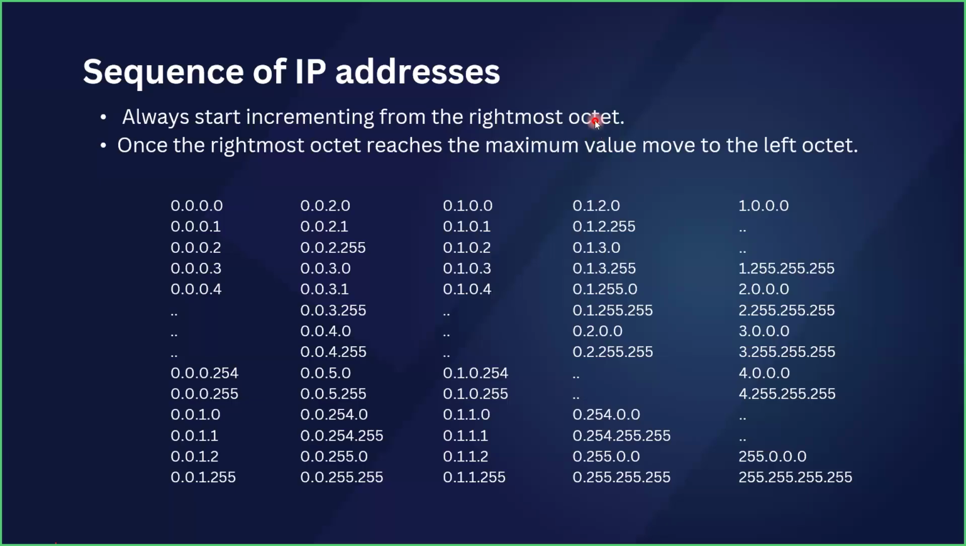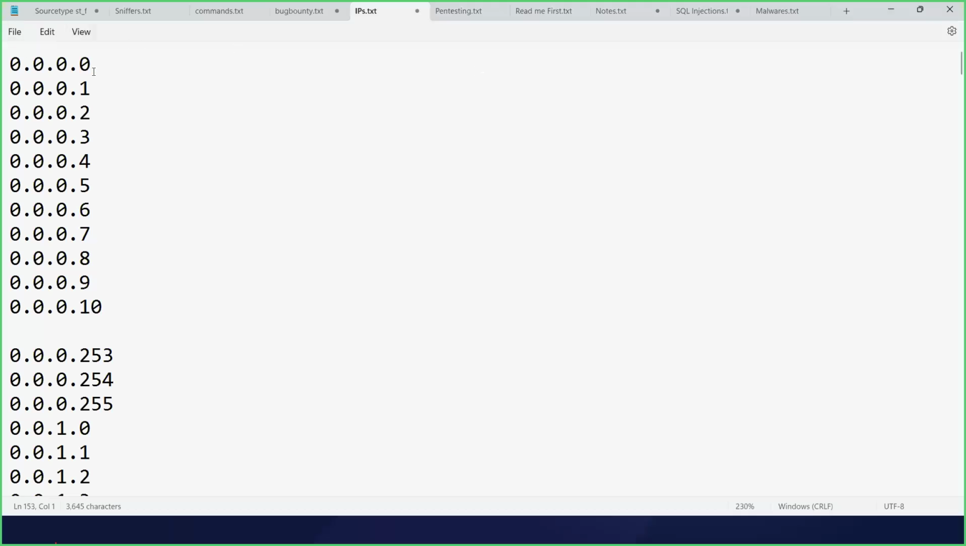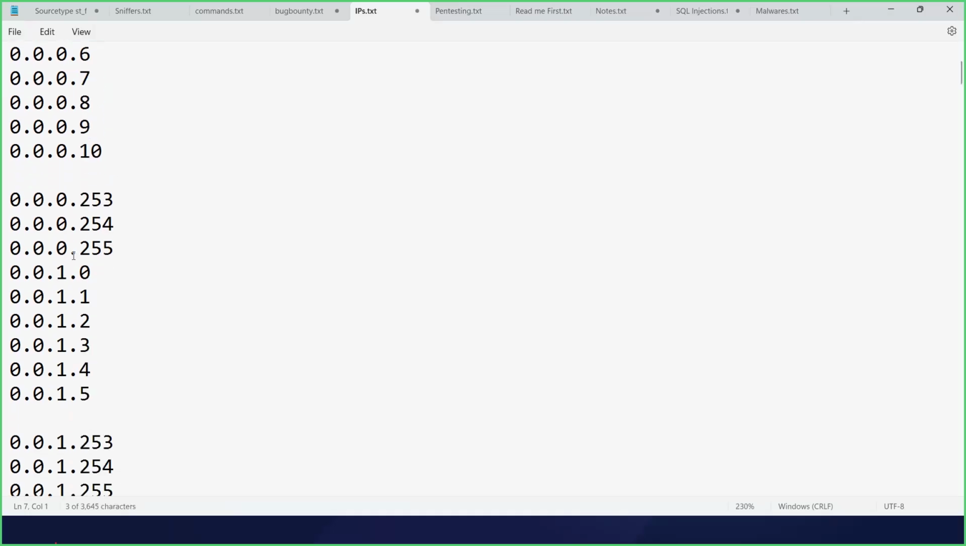Okay. So what I mean by that is if the first IP is 0.0.0.0, the next IP would be 0.0.0.1. So the rightmost octet increments by 1 or increases by 1. Next IP 0.0.0.2. Next IP 0.0.0.3. Next IP 0.0.0.4. Next IP 0.0.0.5. Like this, it goes on all the way up to 0.0.0.255.